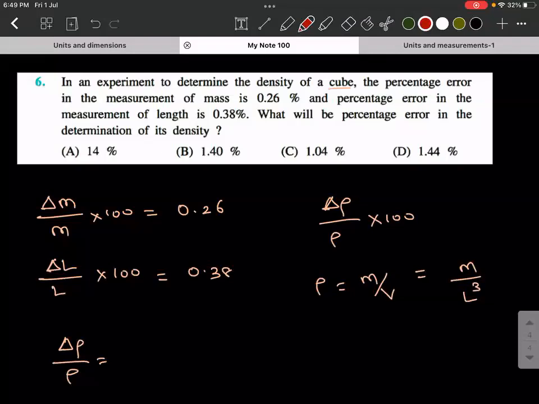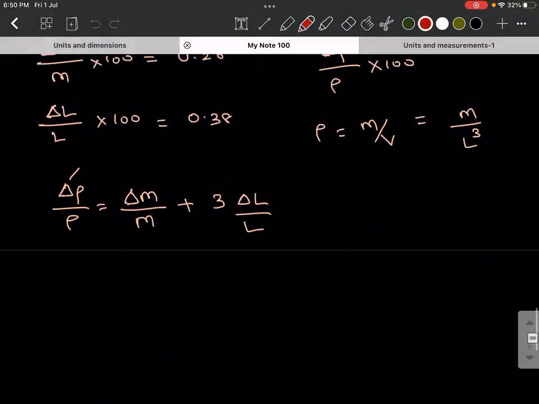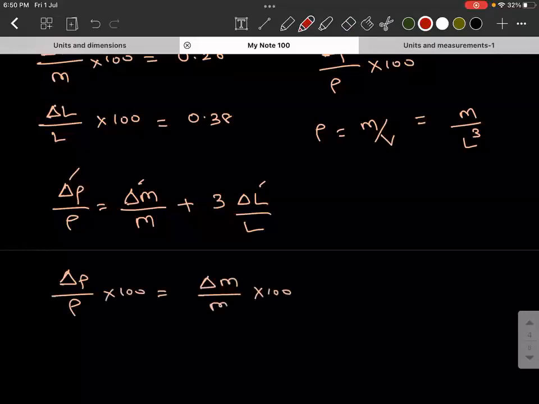Right. So delta rho by rho will be equal to delta M by M plus, I just gave you the formula, delta L by L is there, but what is the power of L? So 3 times delta L by L. So the percentage error in density is equal to the percentage error in mass plus 3 times the percentage error in length. So delta rho by rho into 100 is equal to delta M by M into 100 plus 3 times delta L by L into 100.